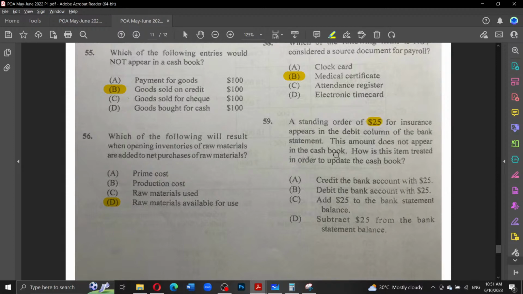This amount does not appear in the cash book. How is this item treated in order to update the cash book? I said the money is decreasing. So when assets decrease, you create a credit entry. So credit the bank account with $25. The amount is already in the bank statement, so you are not to do anything with that, just the bank account. In the bank account, you're making a payment, so therefore your cash is decreasing.